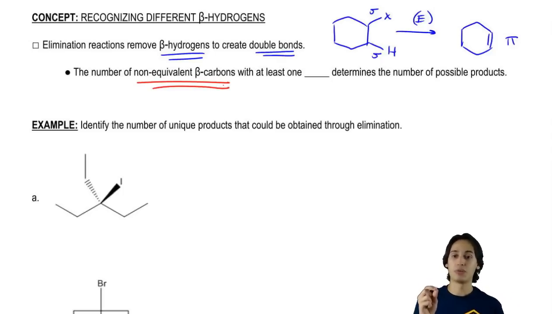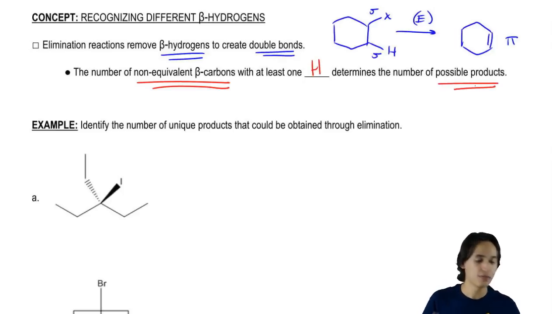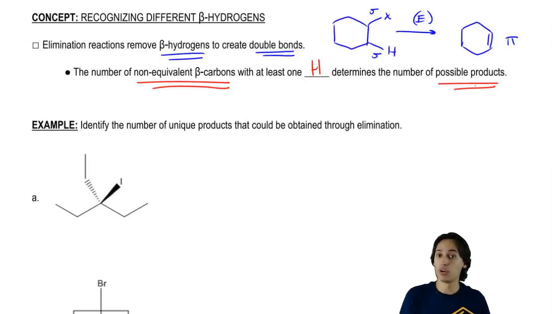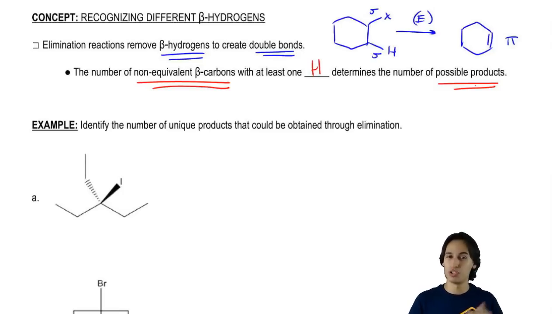So remember that the beta carbon is attached to the alpha carbon. I'm going to go through all this again, so it's fine. And if those beta carbons have at least one H, that's going to be its own unique product. So for every beta carbon that's unique, that has its own H that can be taken off, that's going to represent one possible product. And like I said, sometimes you're going to have only one product, where only one of the beta carbons will have a hydrogen on it. But other times, you're going to get up to 3 products, and that's what we're going to do now.